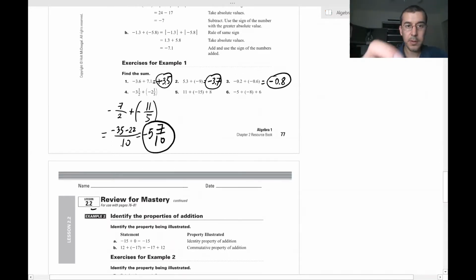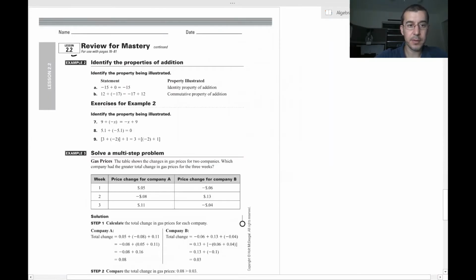Okay. Number 5, we're adding up 11 and 8. That's 19. And minus 15. That's 4. 4 is the answer for 5. Number 6, we're adding up first the two negative numbers. So that's 8 plus 5 is 13, so minus 13. And then plus 6, 13 is larger, so minus 13 minus 6 is 7. So minus 7 is the answer. Okay.